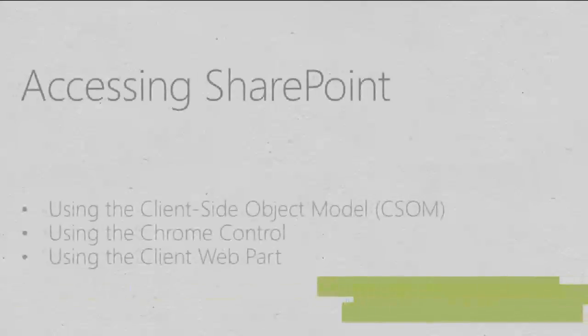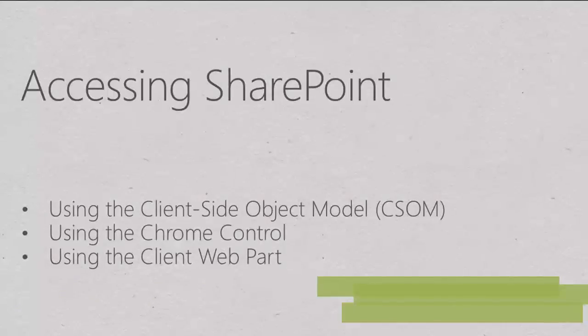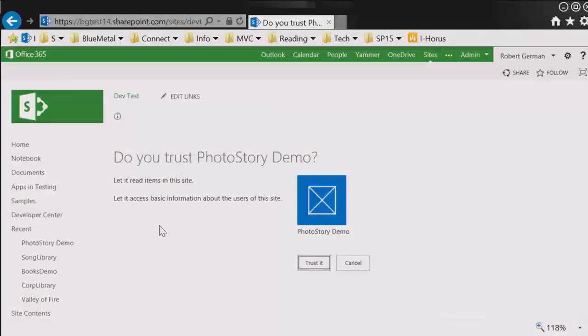So this next demo is a bit more fleshed out, and I'm going to use it as a backdrop to show you some examples of the client object model, the Chrome control, which brings the SharePoint branding into the MVC app, and also the client web part. So this one starts as all app demos seem to start with, "Do you trust it?" In this case, I needed to give it a little bit more permission. I'm going to allow it to read items in the site so that it can actually pull some data down from SharePoint. So I had to make sure that that one was set. And then we'll trust it.